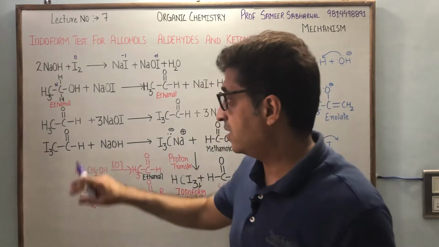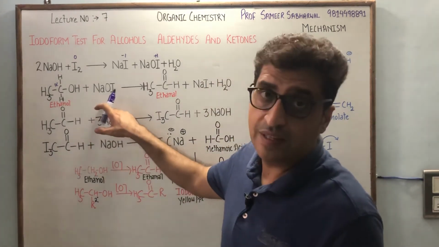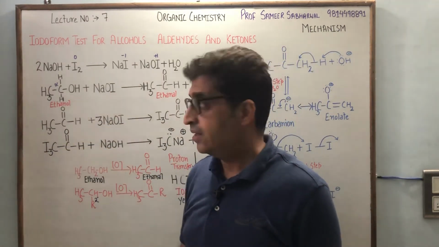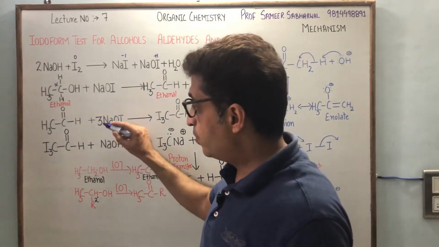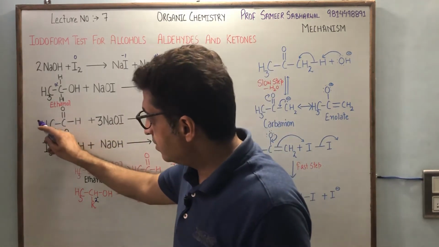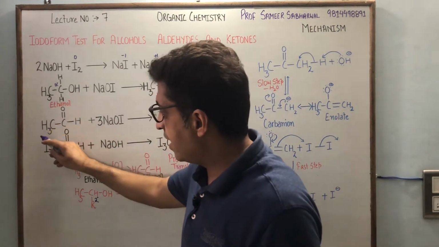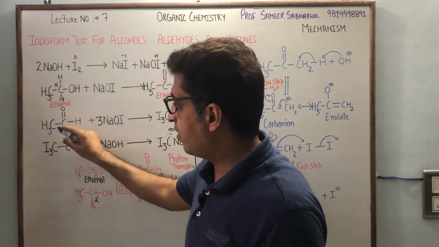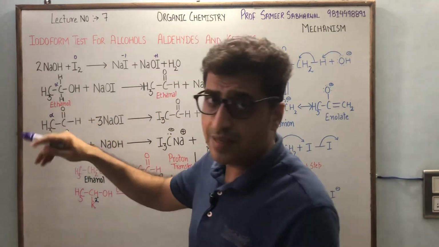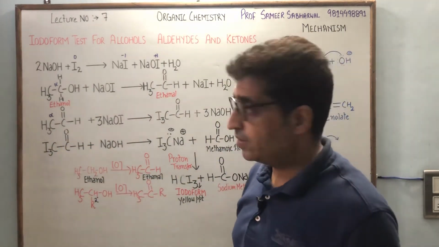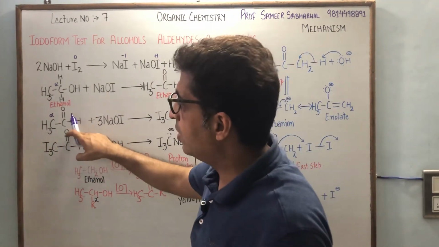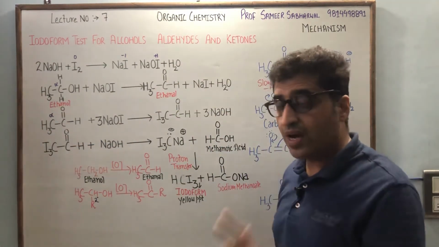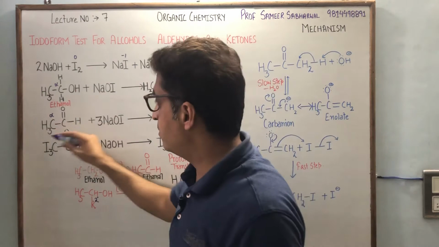Now this ethanal, on treatment with excess sodium hypoiodide, is responsible for the replacement of hydrogen with iodine. Just see these three hydrogens of the alpha carbon. The alpha carbon is the carbon adjacent to the functional group. So the functionality is C double bond O attached to this carbon, so I call this the alpha carbon. So three hydrogens attached to the alpha carbon are replaced by iodine.